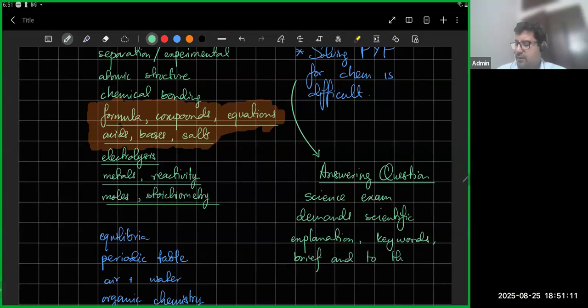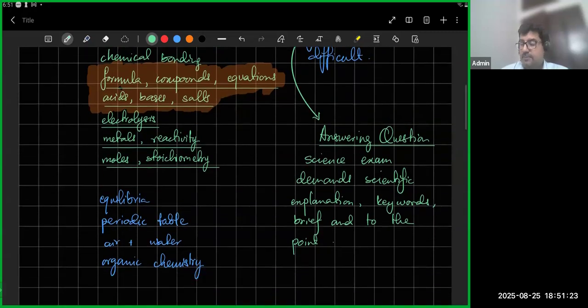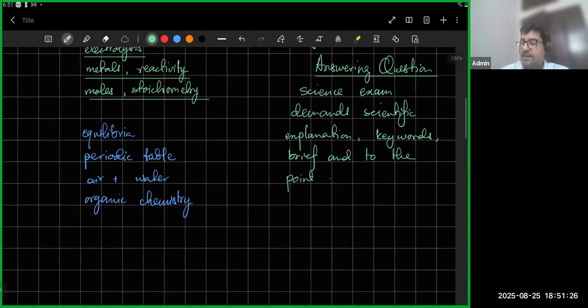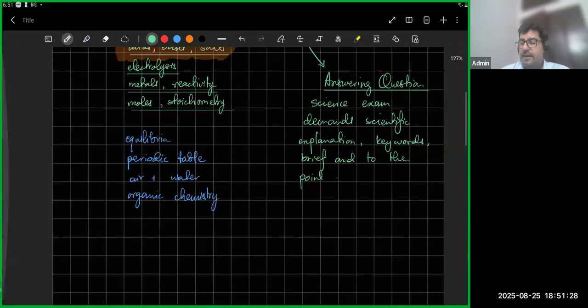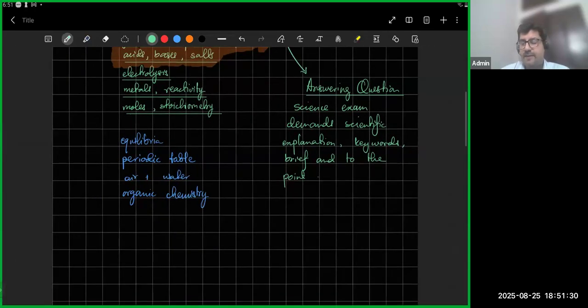You just can't go on writing stories. If there's a definition that they're asking, it has to be the right definition. It has to be written in a certain way. If it's an explanation that they are demanding, the explanation should not be a story. It has to be given in a very, very specific way.